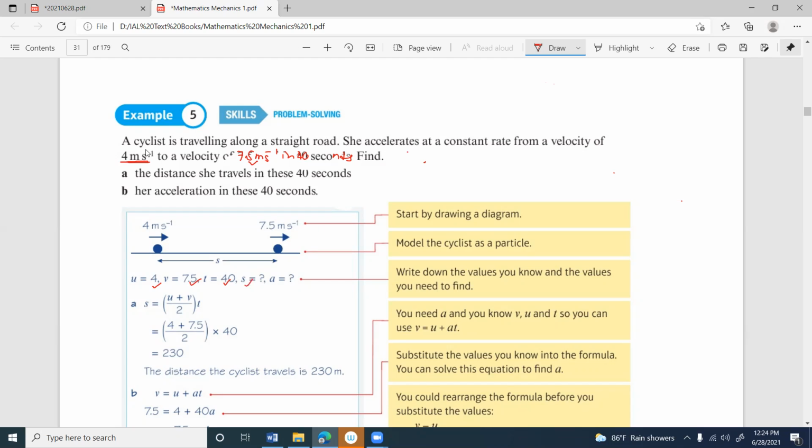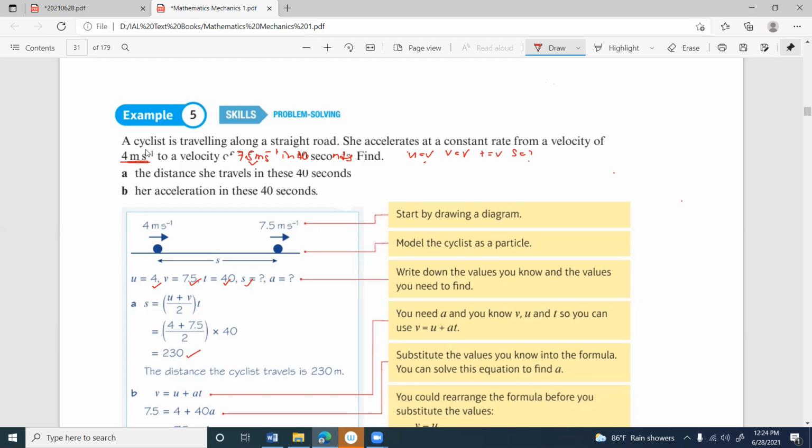Then we have u, we have v, and we know what t is. We need to find s. Now see what is the relationship joining u, v, s, and t. We have to see what is the equation adjoining u, v, s, and t. The simple formula is s equals (v plus u) over 2 times t. With that, you can get this answer.